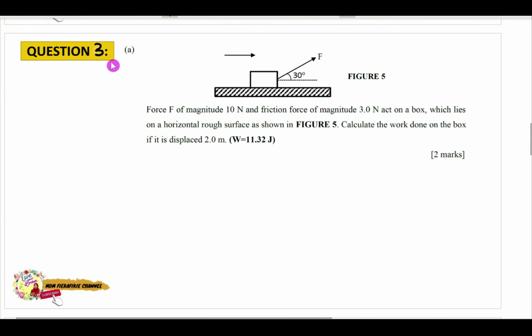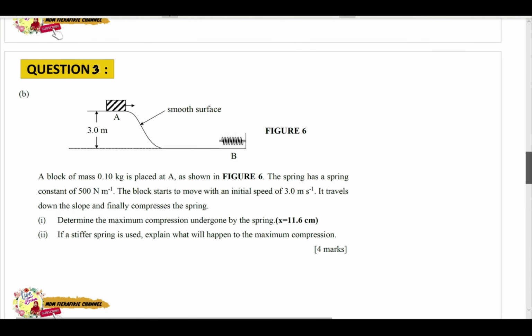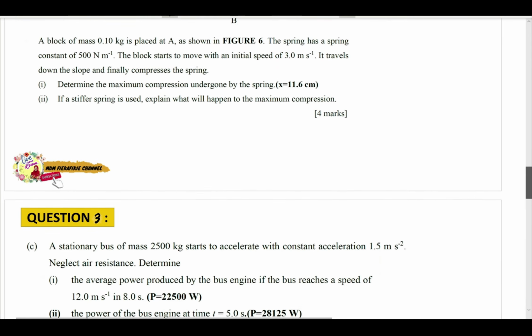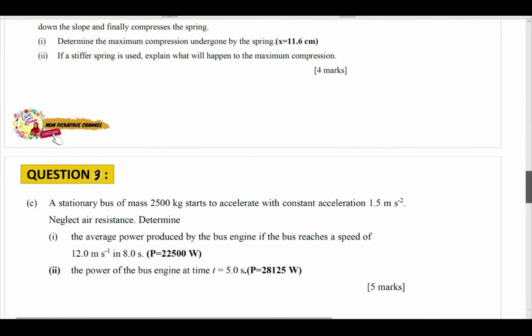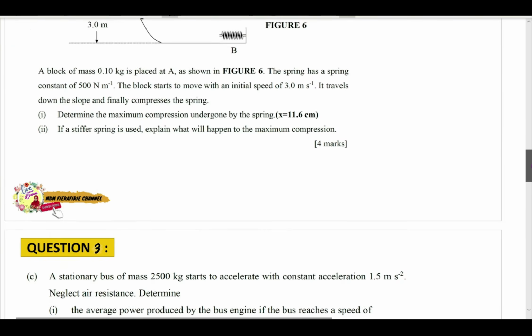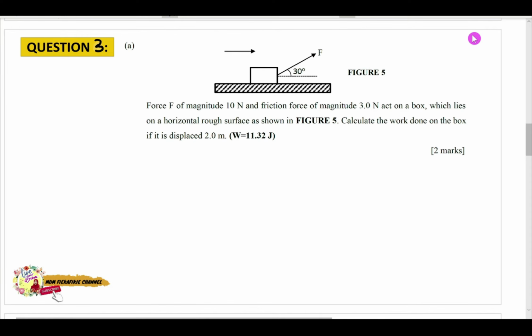Alright, question number 3. So here we have question 3A, where we have 2 marks. And then we have 3B, 4 marks, conservation of energy. This is under subtopic conservation of energy. And then we're going to have 3C about average power and instantaneous power. Menariklah ni, kita ada 4, 5, 9 markah, 10, 11, lebih kurang lah. So kita tengok dulu bagaimana kita selesaikan soalan 3A untuk dapat 2 markah ni.